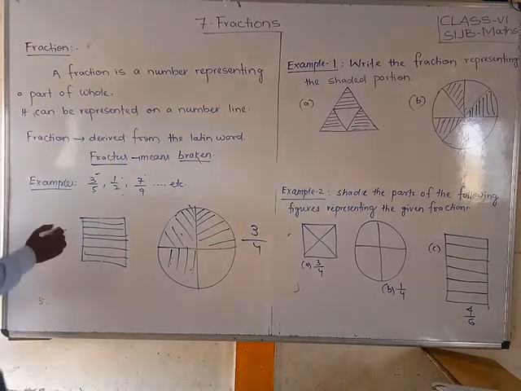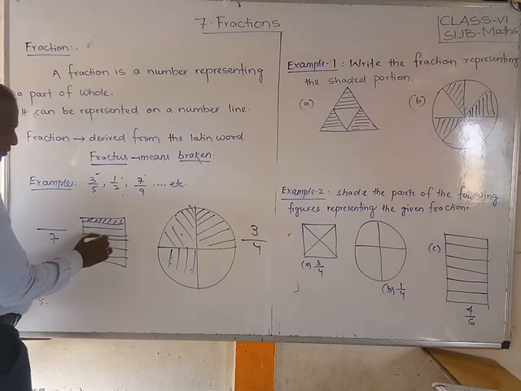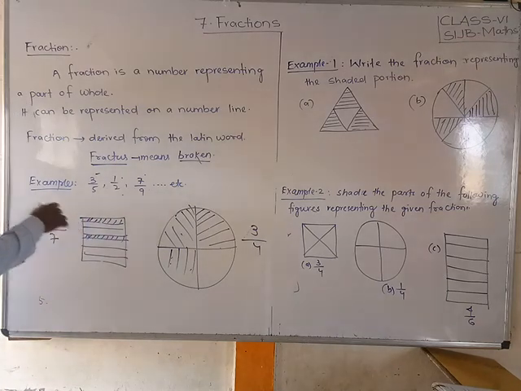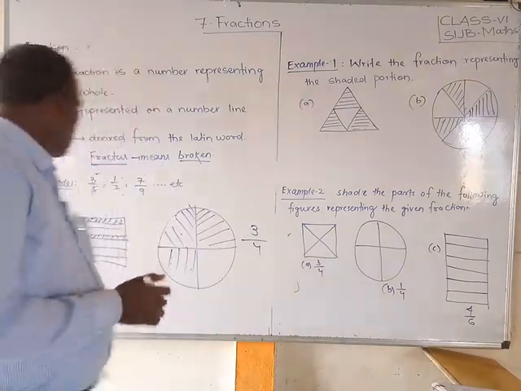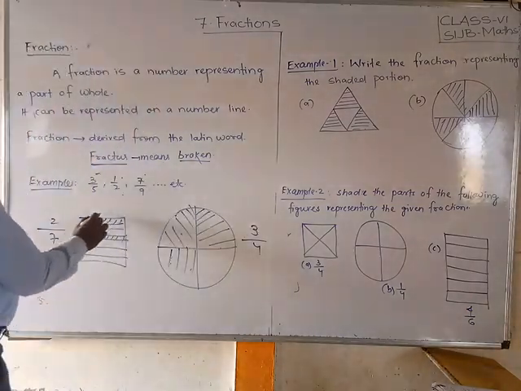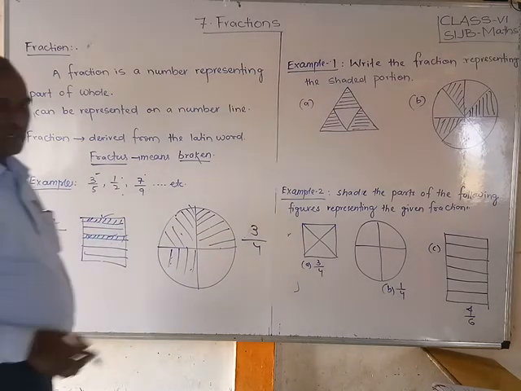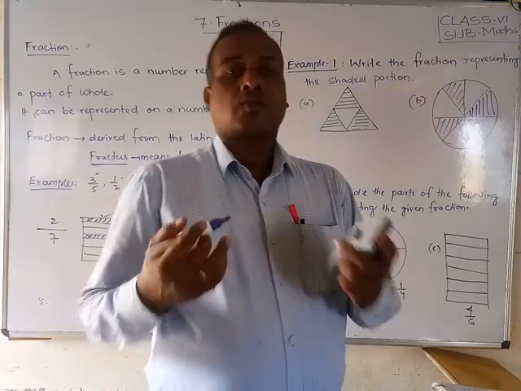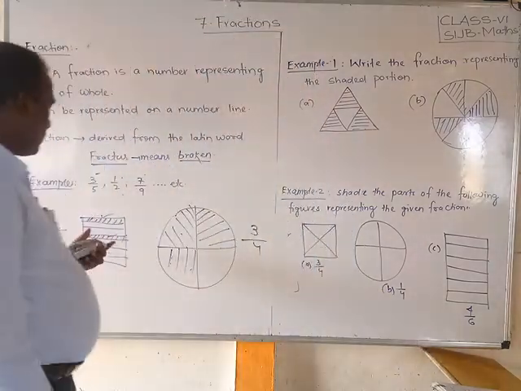And if you do the shaded portion like this, what is the fraction of the shaded portion? The fraction of the shaded portion is 2 by 7, because 2 parts we have shaded, so 2 by 7. Okay, so this is about the fraction and how to make the shaded portion. I have told you the introduction.